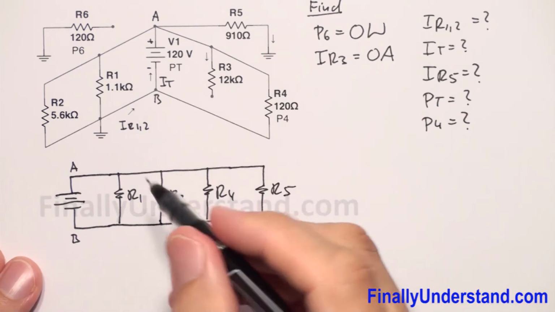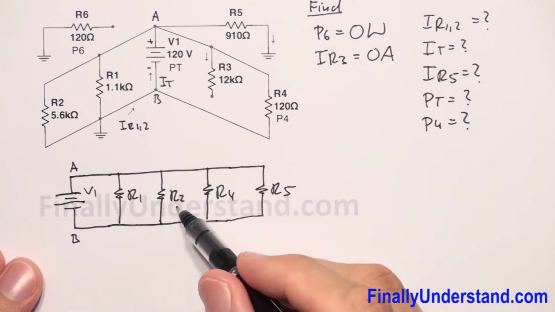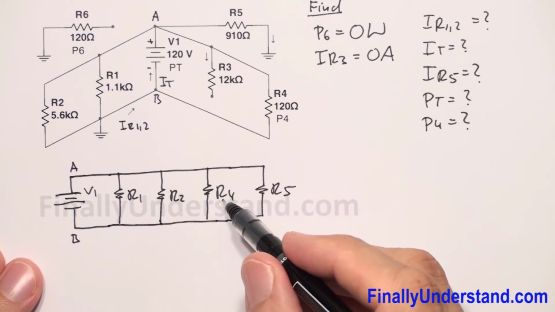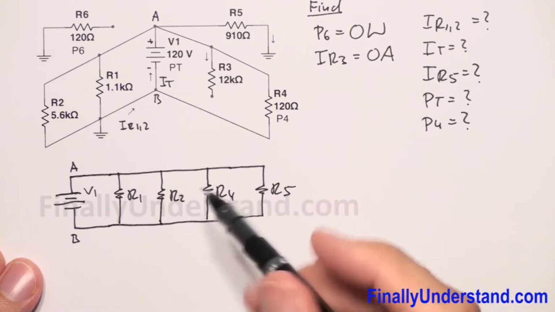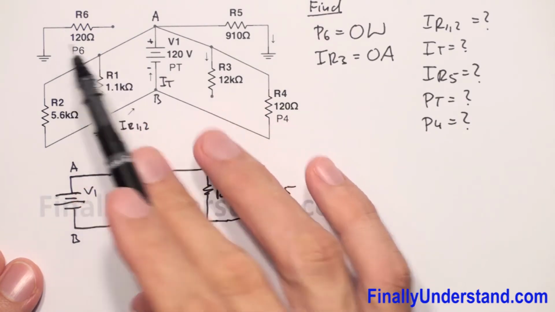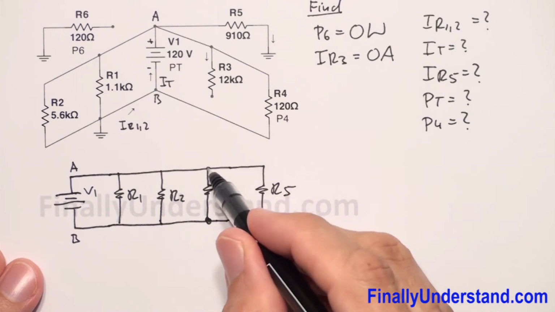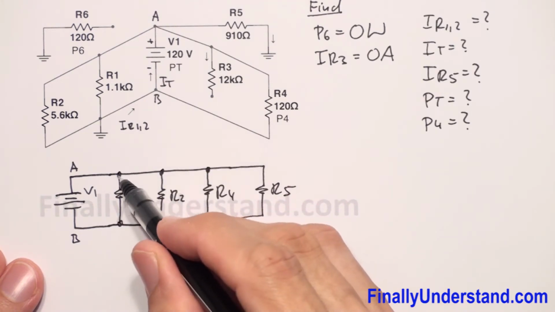So this is my voltage source, which I call V1. I have R1, I have R2, I have R4, and I have R5. R6 is not included because it's disconnected, and R3 is not included because it's disconnected. Always draw the nodes over here, okay? It is very important to draw the nodes over here.